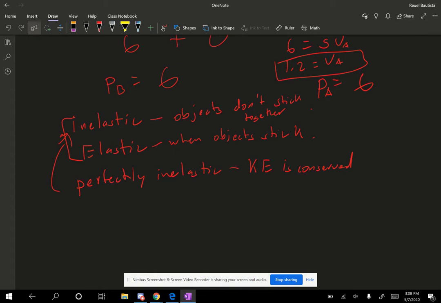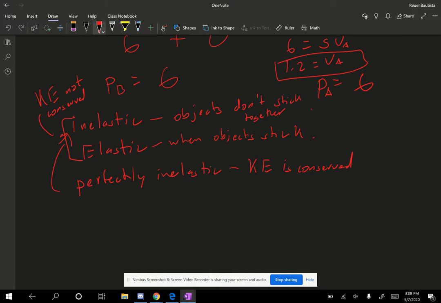Again, it's super important to understand that for inelastic and elastic collisions, kinetic energy is not conserved. That means the kinetic energy before and after are going to be different. There's going to be some loss, quote unquote, of kinetic energy. Part of the kinetic energy will be transferred into other things, whether it be heat or friction. In a perfectly inelastic collision, the kinetic energy has to be conserved.